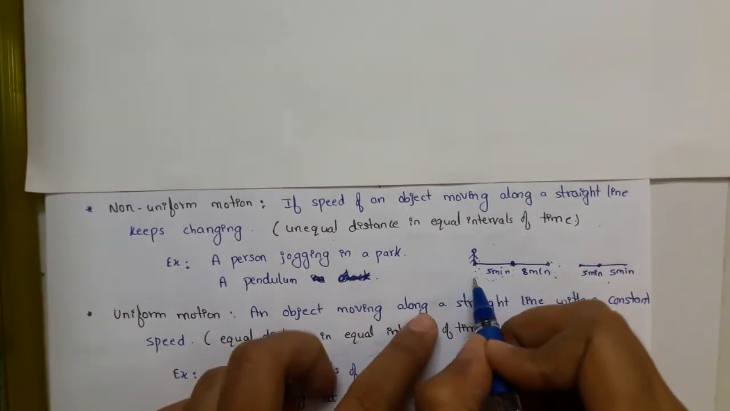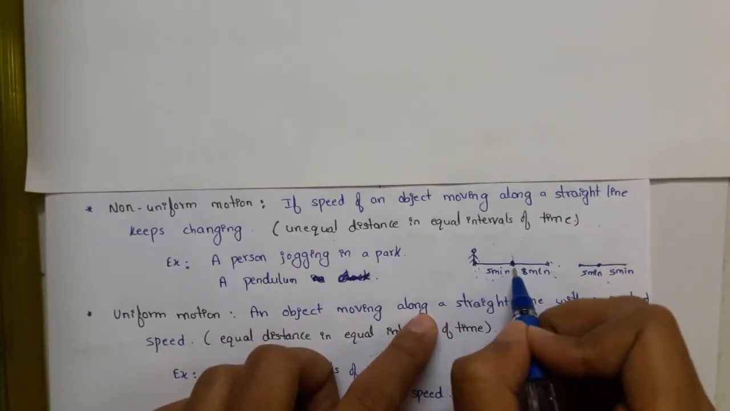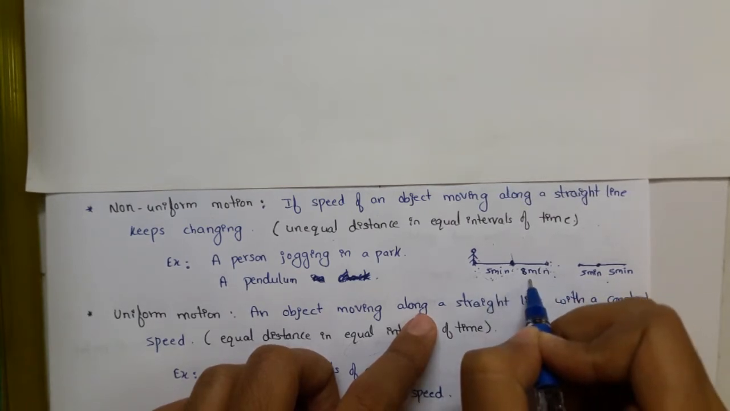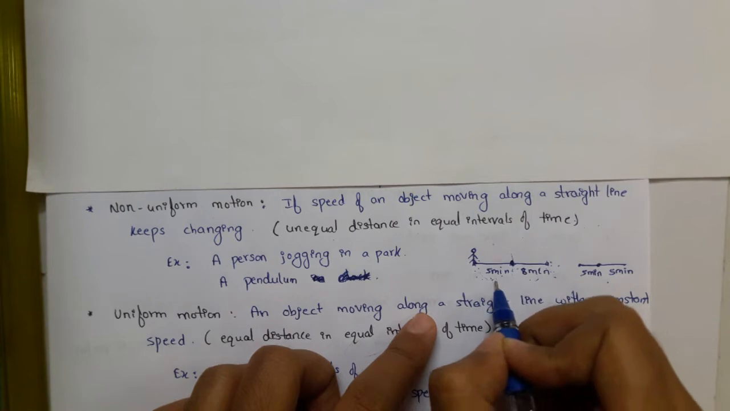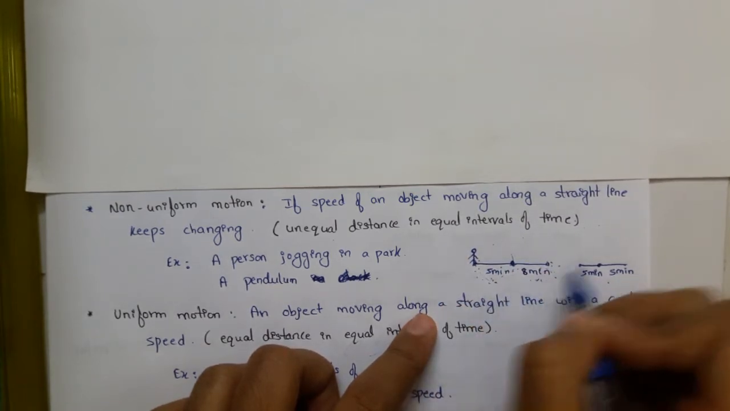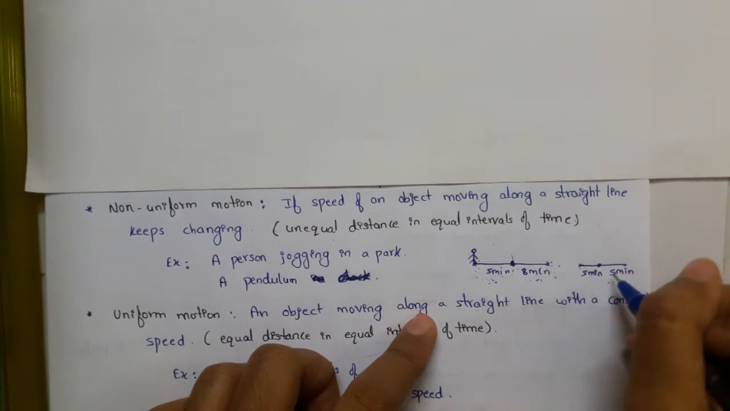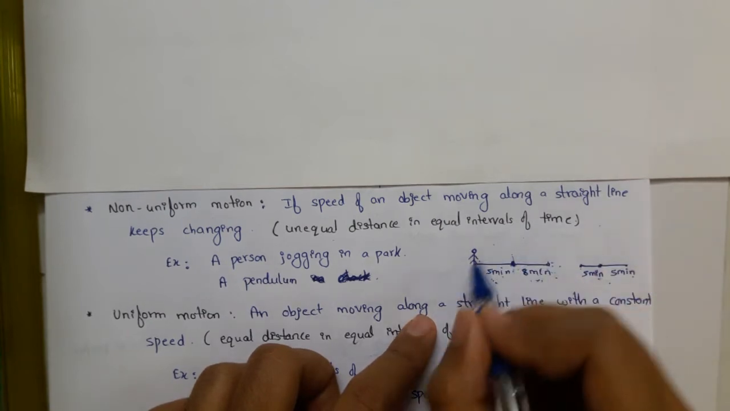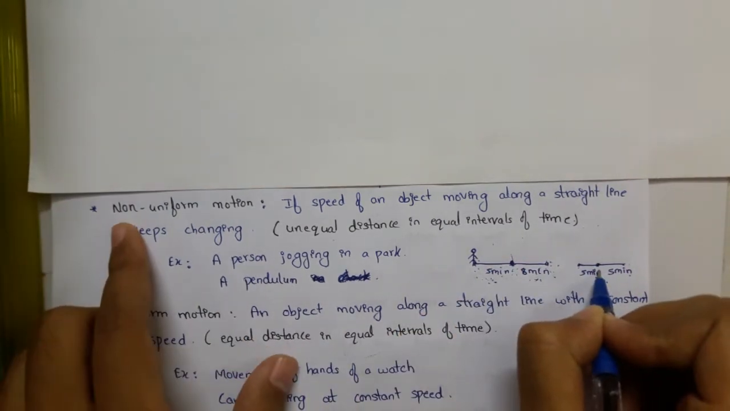So at first you traveled to the half of your destination in 5 minutes and the later half in 8 minutes. So here the distance is the same but the time is different. Here you traveled in the same time but the distance covered by you is different. So both of these come under non-uniform motion.